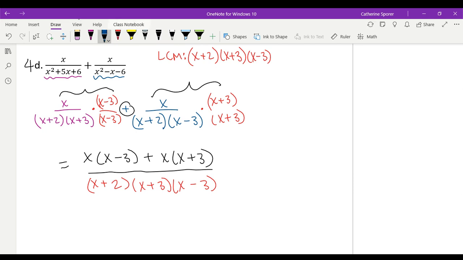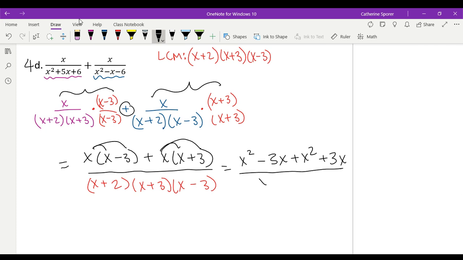So now it's just a matter of simplifying the top here. X times x is x squared minus 3x. X times x is x squared again, plus 3x over the same denominator. X plus 2, x plus 3, x minus 3.